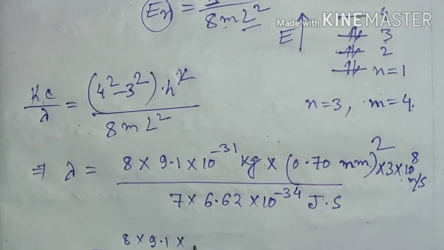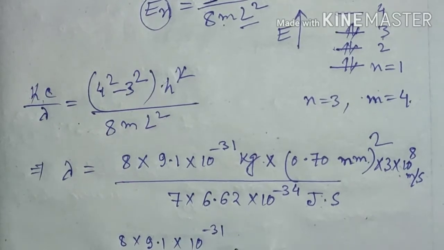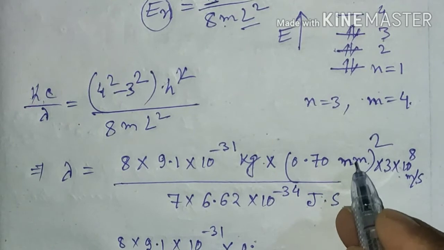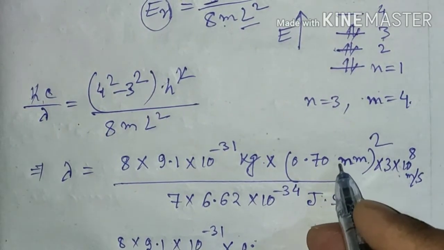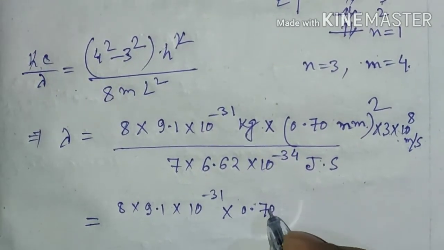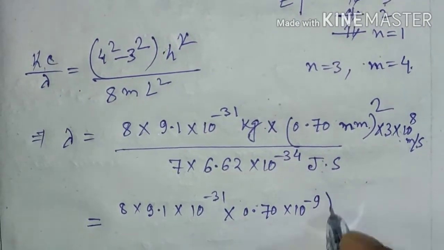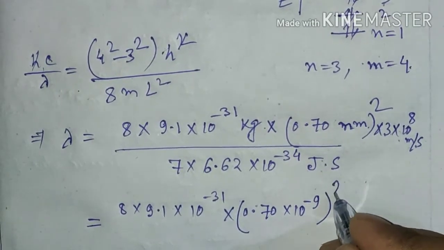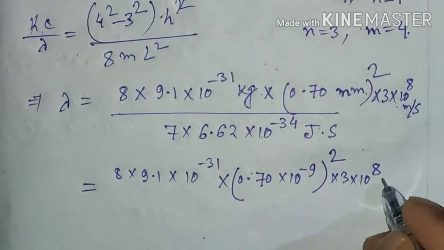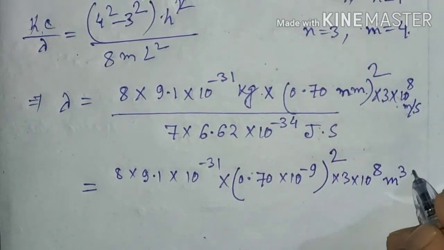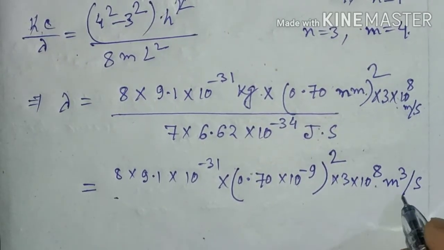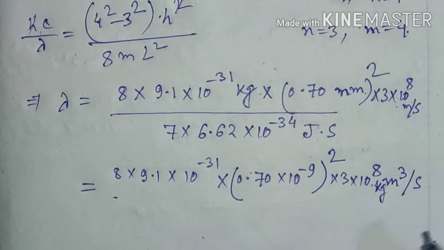It will be 9.1 into 10 to the minus 30 into 0.70. If we transform this nanometer to meter, then we have to multiply it by 10 to the minus 9, so it will be 7 into 10 to the power minus 9 square, 3 into 10 to the power 8, it is meter cube per second, and here is 1 kg per meter cube by second.